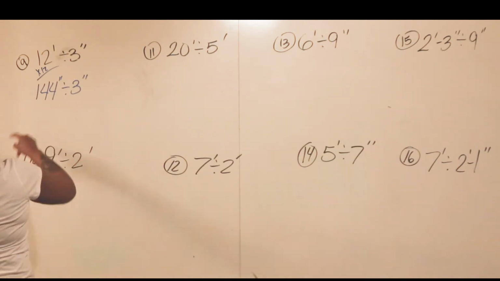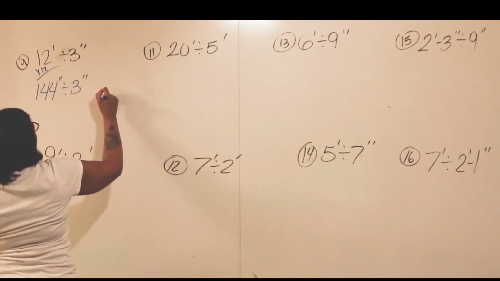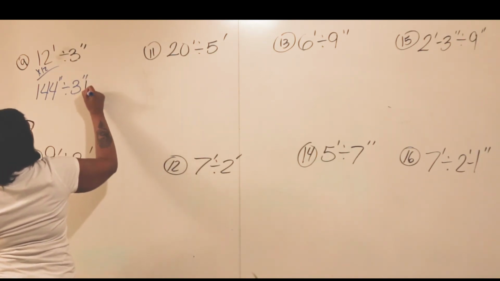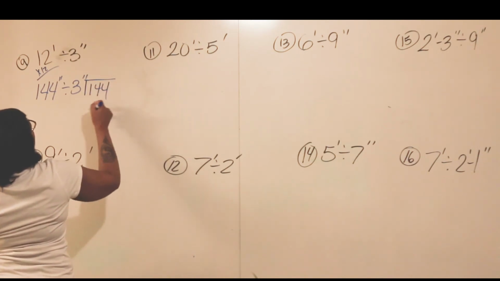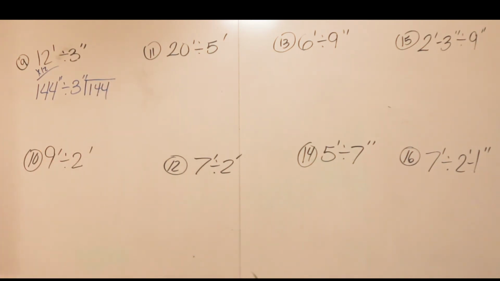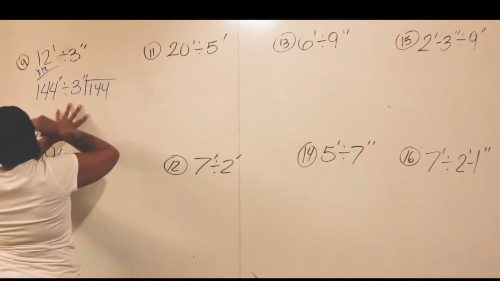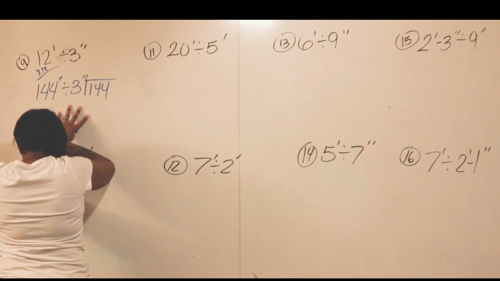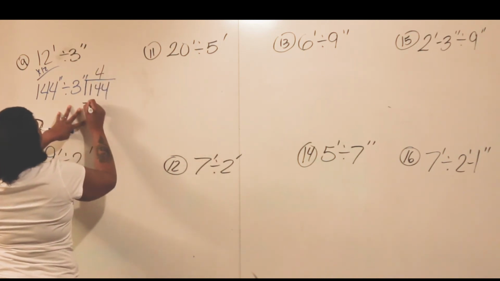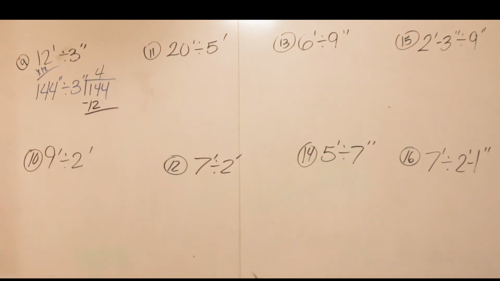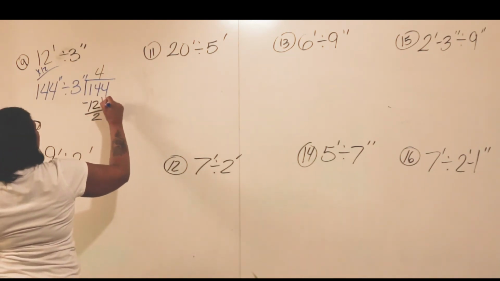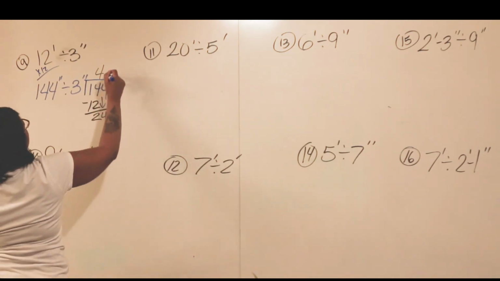So all this is saying is we have 144 divided by 3. How many times can 3 go into 144? 3 goes into 14 how many times? 4, 4 times 3 is 12. If we subtract 12 from 14, it leaves us with 2. Can 3 go into 2? No, we cannot. So we have to drop that 4. 3 can go into 24 how many times?